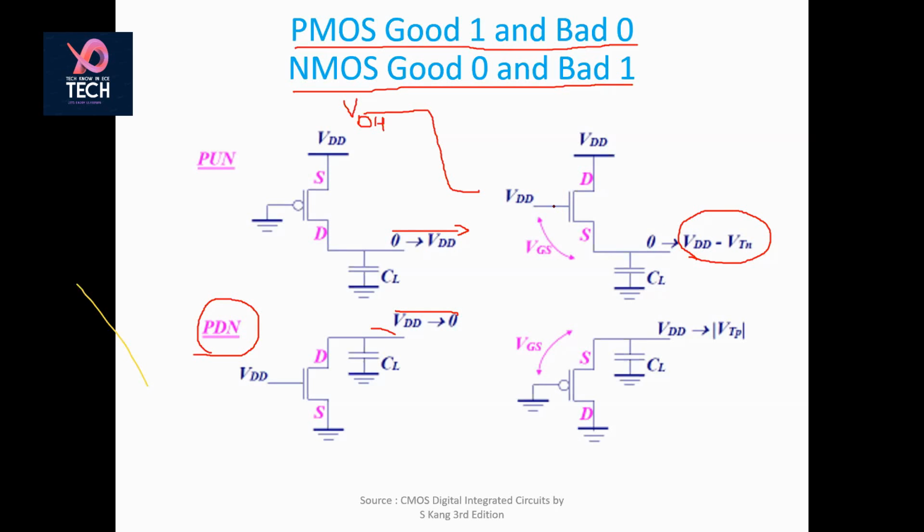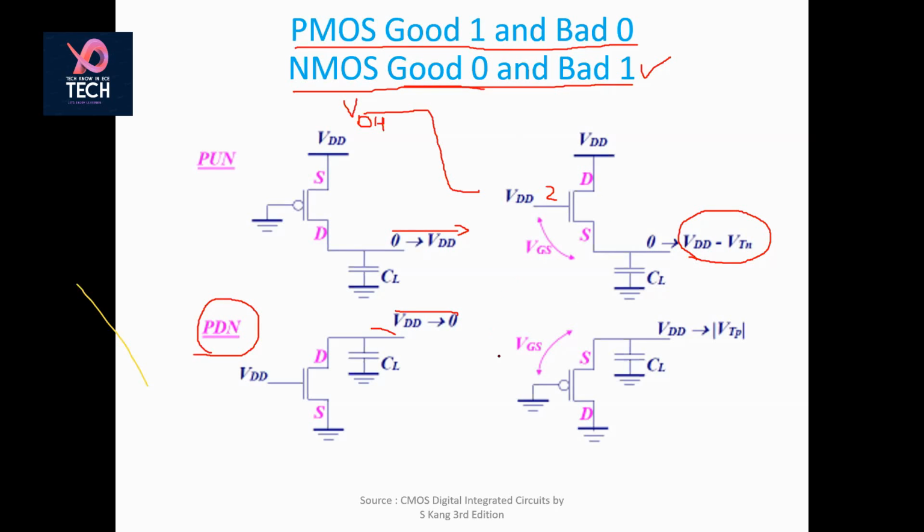Here you can supply some voltage. Suppose you are supplying 2 volts or 1 volt or something. Then some of that is being consumed in threshold voltage. So that means you are not getting a very good logic equal to 1. So your NMOS is actually giving you a bad 1. But on the other hand, NMOS is discharging to 0 completely. So this is giving you a good 0.